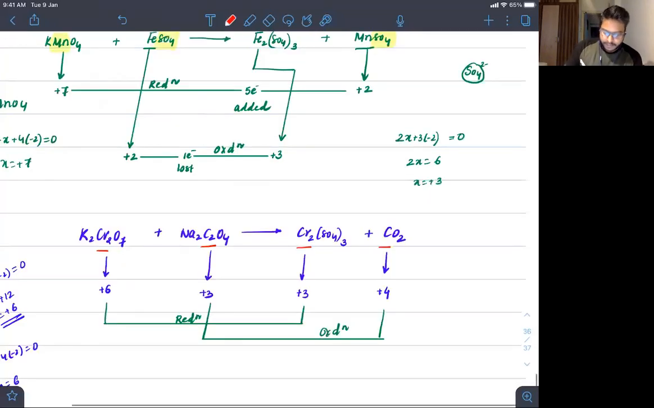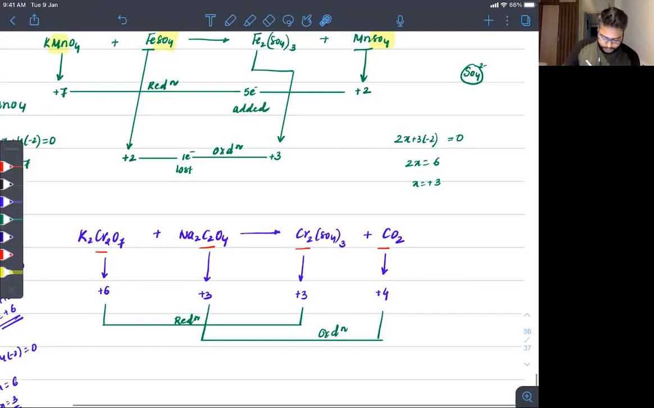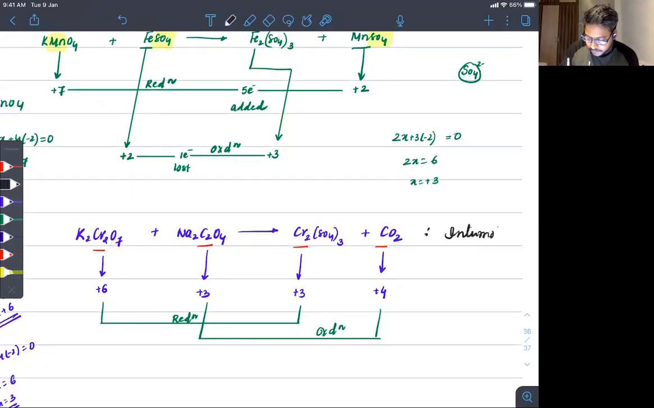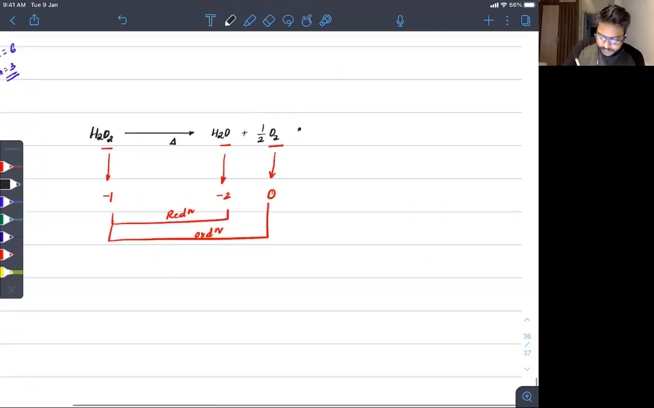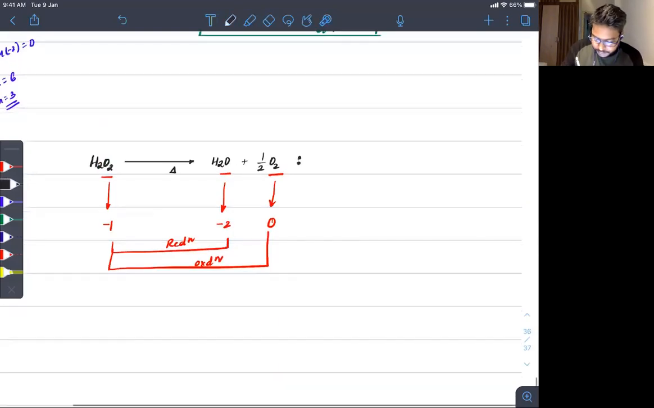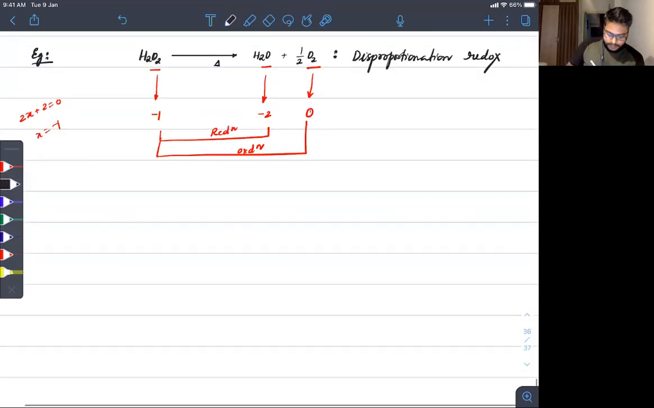Now, in the earlier reactions, what happened? There are two different reactants, and they are getting oxidation and reduction done. Such types of reactions are called intermolecular redox reactions. The first three cases we have seen are all intermolecular redox cases. But this is a case where only a single element is undergoing oxidation and reduction. So that is called a disproportionation redox reaction. Clear? Let me give you a few cases.